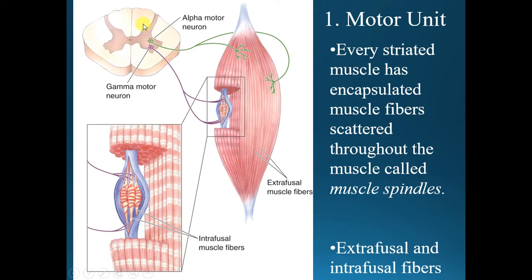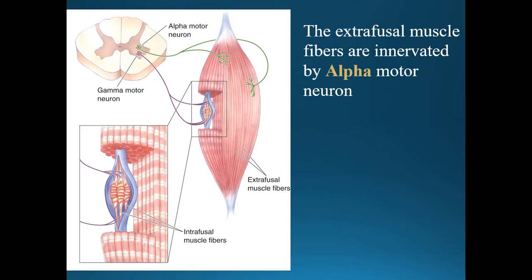Alpha motor neuron and gamma motor neuron. The extrafusal muscle fibers, as shown, and intrafusal muscle fibers, with all the single fibers. A single muscle fiber has intrafusal muscle fibers, as shown in the figure.